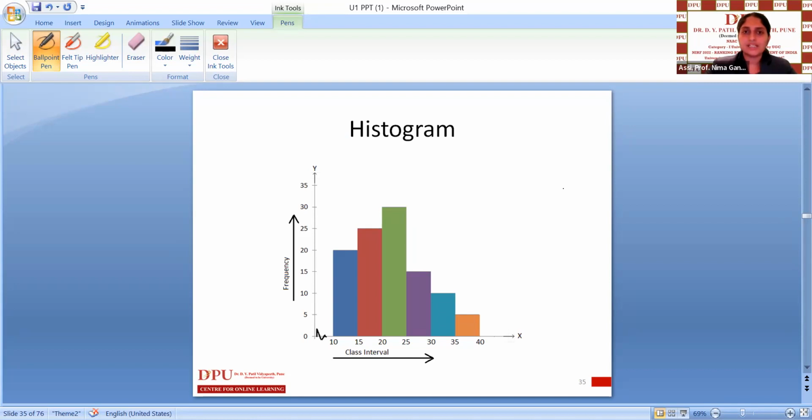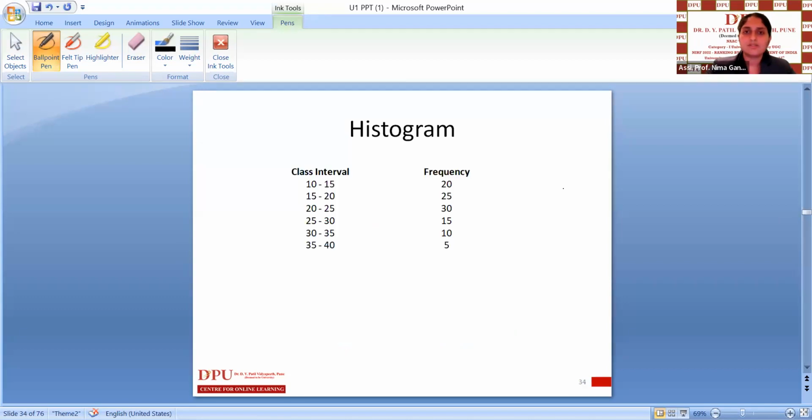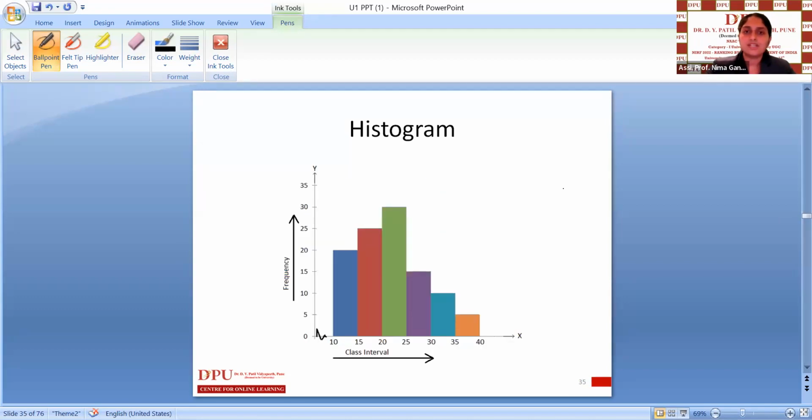Here the heights of the bars represent the respective frequency. So in 10 to 15, how many observations are there? By looking here, you can say 20 observations lie between 10 and 15. In 15 to 20, how many observations? 25 observations. In 20 to 25, 30 observations. In 25 to 30, 15 observations. In 30 to 35, there are 10 observations. In 35 to 40, there are 5 observations. So this way, by looking at the histogram, you can say what the frequency is for that particular group.